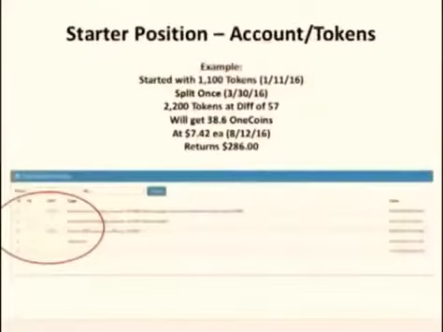The next slide shows I clipped a screenshot of the account. She started at 1,000 tokens. I believe that says 1,000. Then there was a split, went to 2,000, and then that was inserted into mining. And so her coins are in mining. When these are sold at the old price, $742, but now it's $826, it would return $286 on that small starter package.